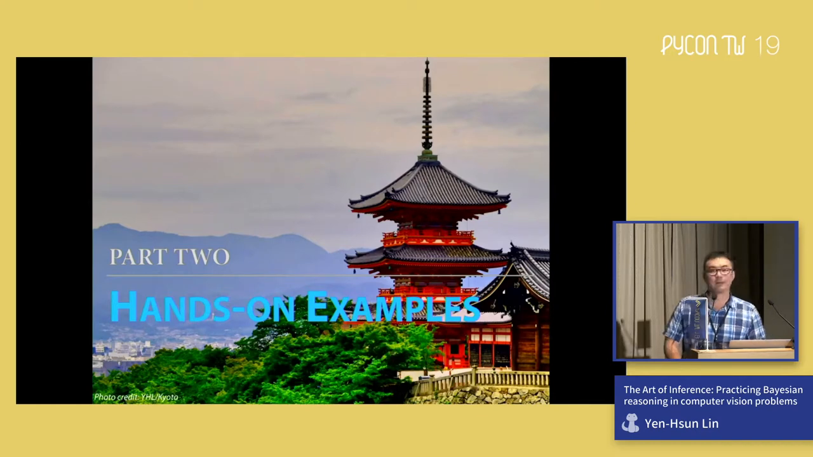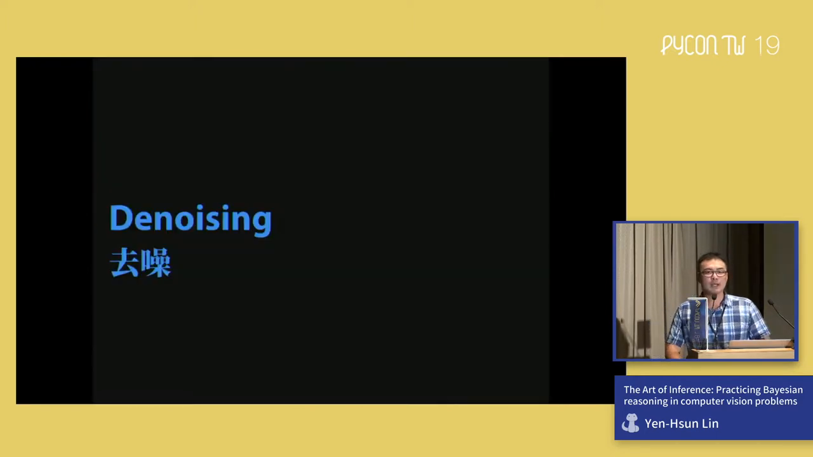So let me start. I have briefly introduced part one. In part one, there are plenty of mathematical concepts, so it's a little bit abstract and perhaps a little bit boring. So let me start part two with lots of examples. The first one is denoising using Bayesian inference.